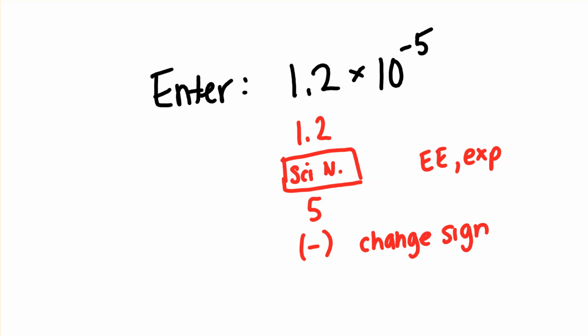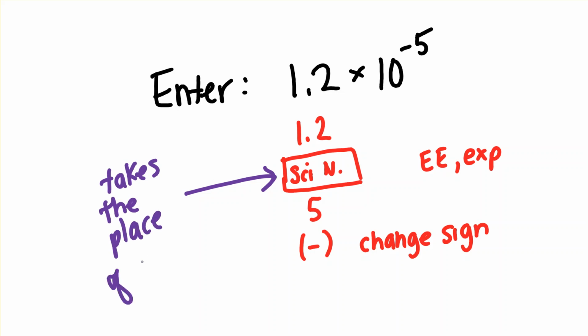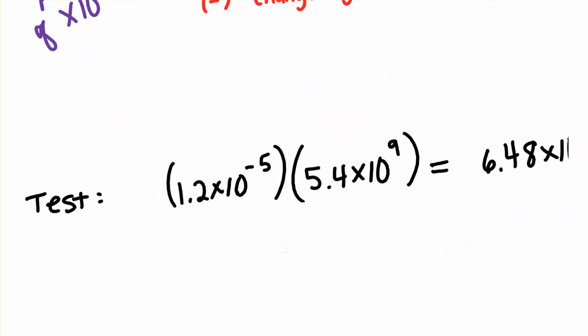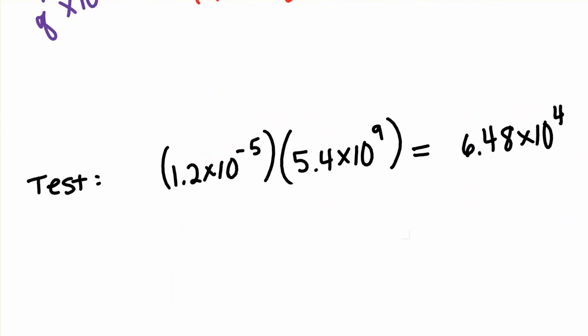And the thing to note here is that this scientific notation button takes the place of the times 10. And so you never enter times 10 on these. You just enter that button, then the exponent. So if you've got that, let's do a little test to see if you're getting it all together.